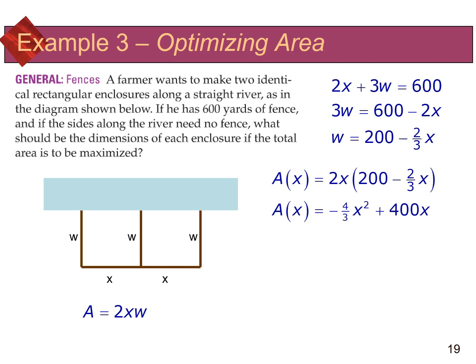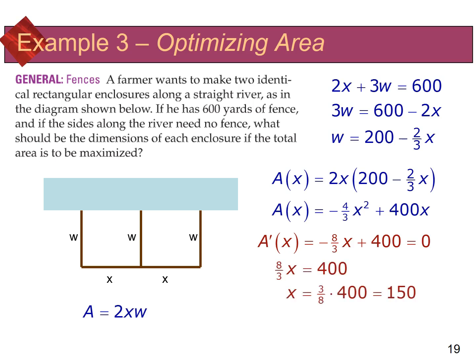Now here's where I'm going to branch off between two different solution methods, because either of them would have required you to get this far. The first one I'm going to show uses calculus. So I'm going to take the first derivative, and I get negative 8/3 X plus 400 equaling 0, and I solve for X. And I get that X equals 150.